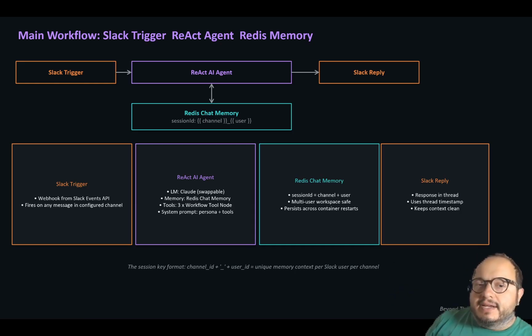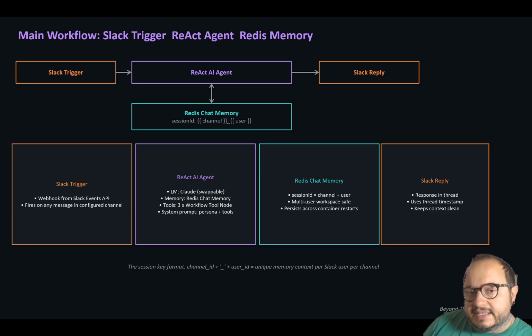The trigger fires every time a message arrives in your configured channel. The output includes the message text, the channel ID, and the user ID. These last two are important for the session key. Now add a ReAct agent node, connect the Slack trigger to it, configure the language model. I am using Claude, but any of 14 provider nodes works here. The system prompt is where you define the agent's persona, what it is, what tools it has, and any constraints on its behavior. Keep it concise and specific.